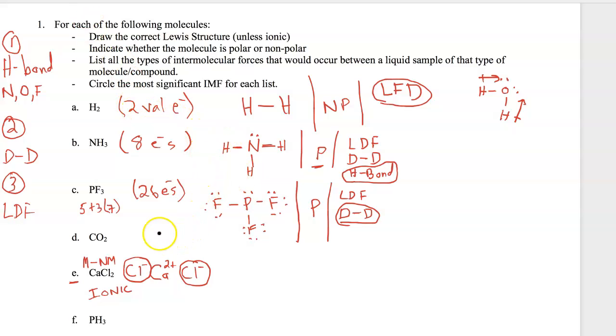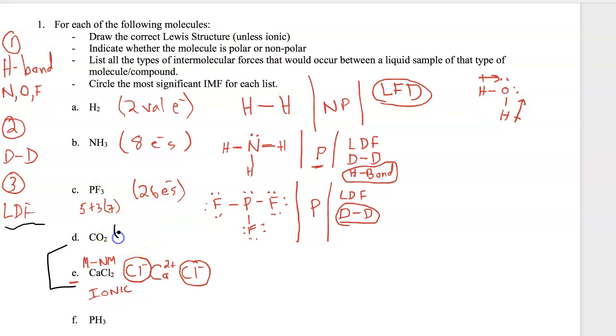For number 1 on the homework, we're asked to draw the Lewis structure of each molecule, indicate whether the molecule is polar or nonpolar, list all the types of intermolecular forces, and then circle the most significant of each of those. So on the left are our 3 intermolecular forces. And then I told you guys about a 4th one called ion-ion, and that's anytime you have a metal and a nonmetal. So the next one we have is carbon dioxide.